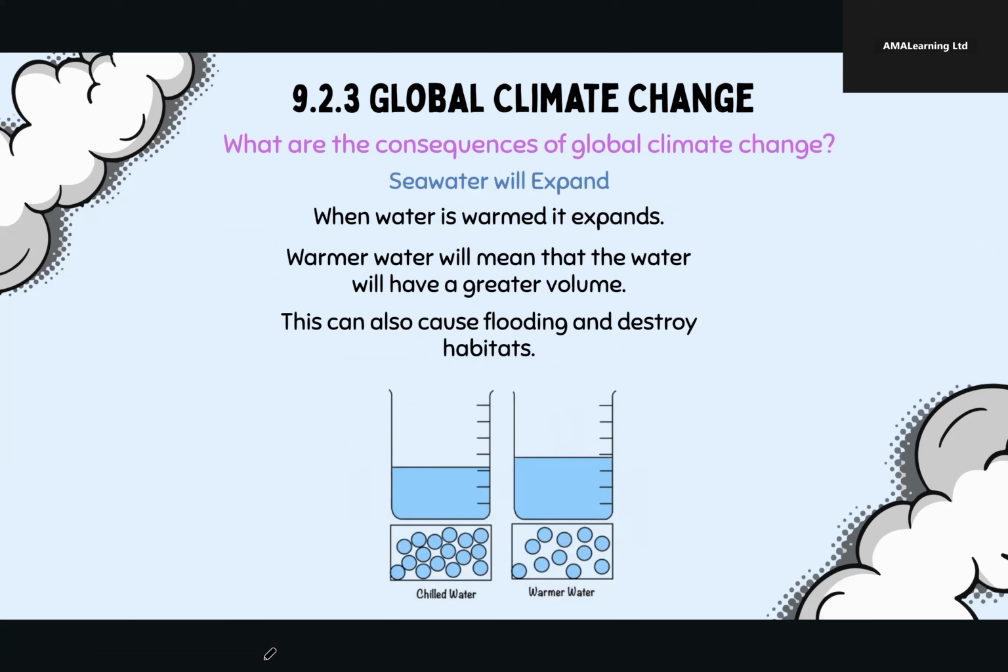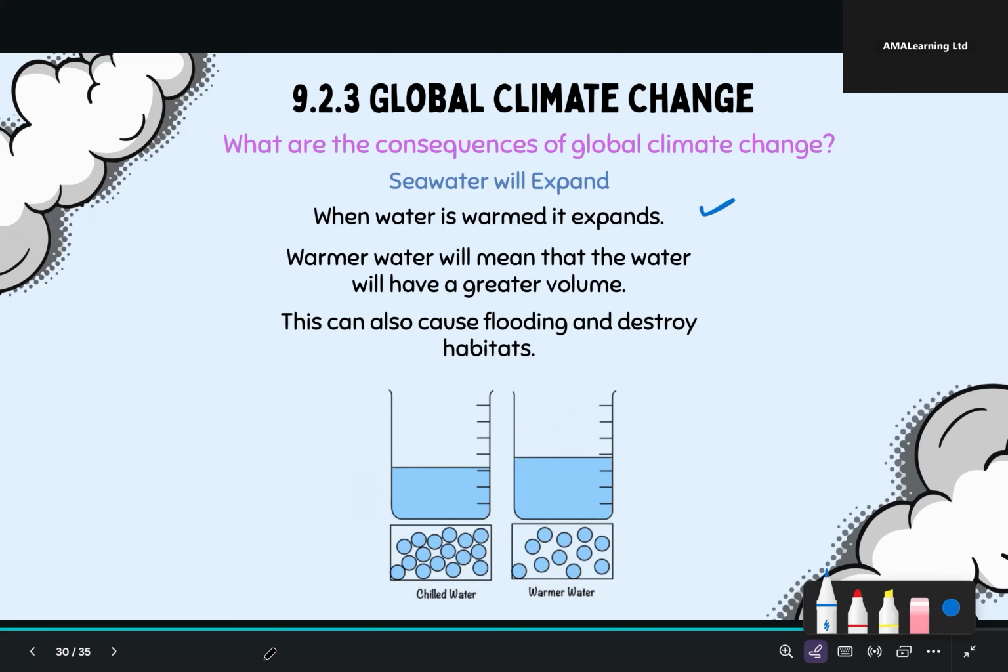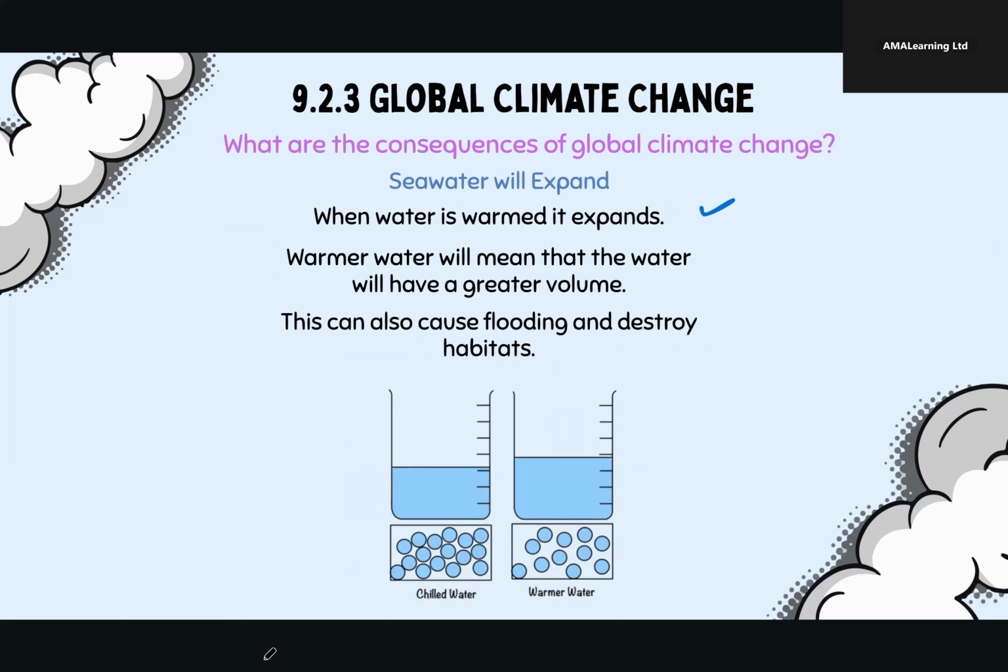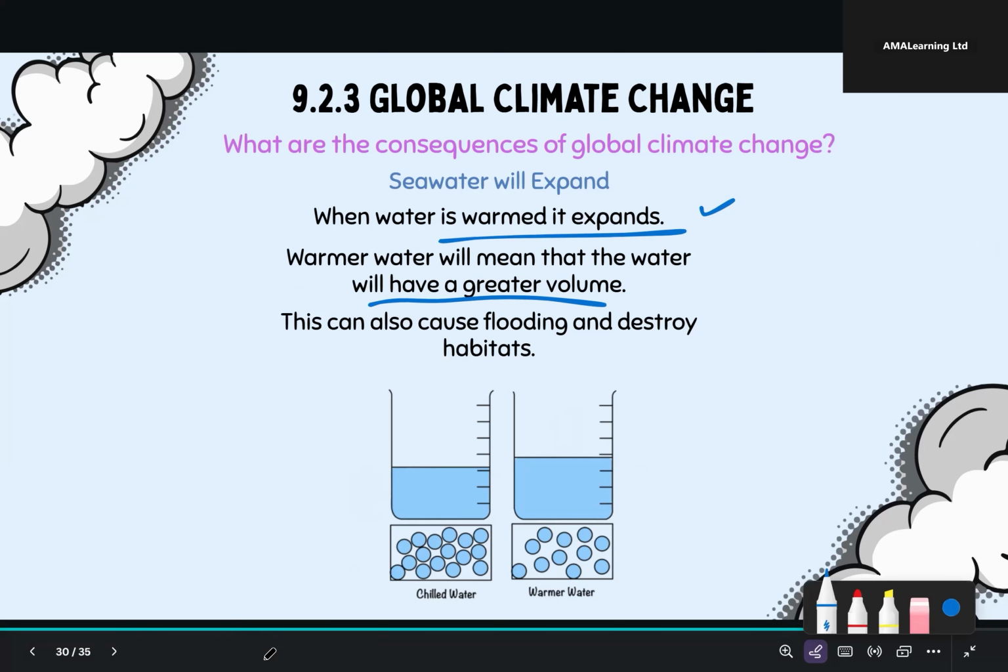This is what I said before, seawater will expand. When water's warmed, it expands. For example, when making a cup of tea, you put water into a pan. If you just put water in a pan generally for cooking pasta or anything, as you start to boil the water, the hotter it gets, the more it rises. Because the water particles inside are moving around faster, they need more space. And to get that additional space, they expand. So warmer water will mean that water will have a greater volume. That will lead to flooding and the destruction of habitats.